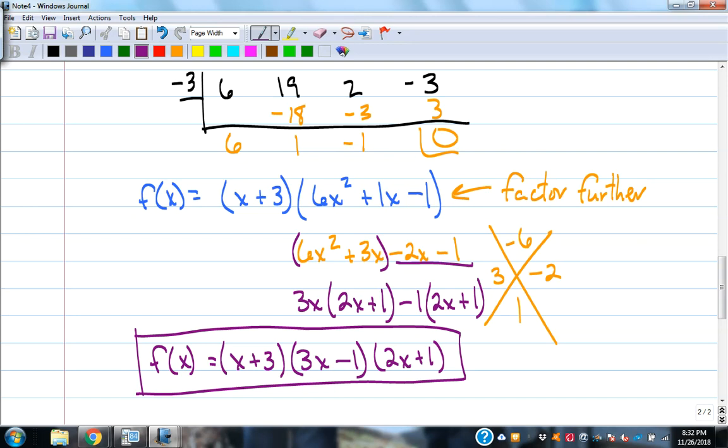There is that polynomial factored completely. This is the factored form. So breaking it down the first time with the synthetic division and then using other skills that we already should possess to get the other factor out of that. All right.